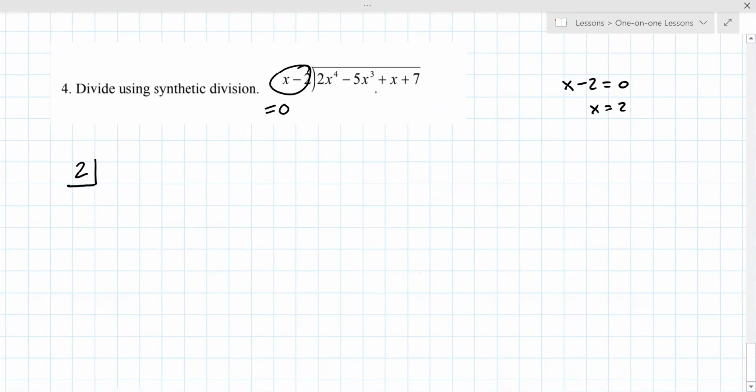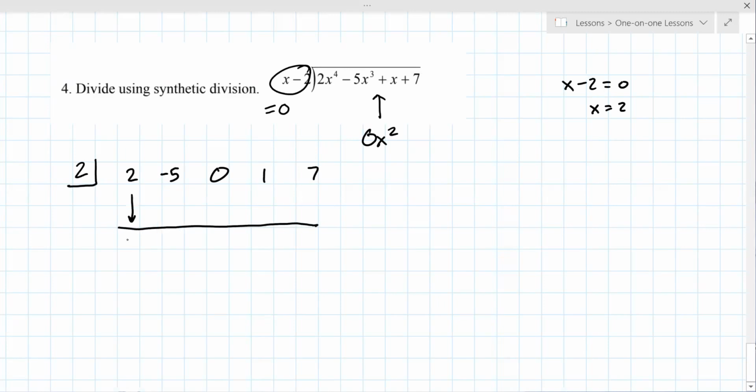Then, and this is very important, you have to put the coefficients here, but see how there's a 0x squared that isn't written? Your instructor did that intentionally. Okay, yeah. 2, -5, 0x squared, 1x, and 7. And now this is the part where it's much faster and better.